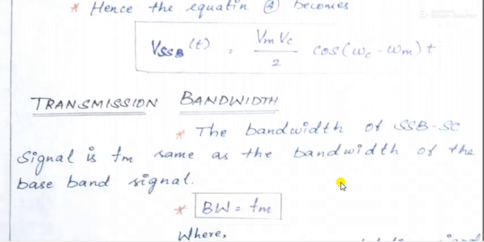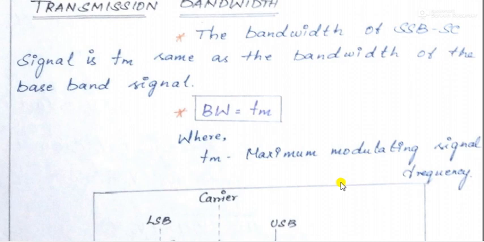Transmission bandwidth. The transmission bandwidth is the difference of the upper band and the lower band. Here one band is suppressed, so bandwidth is equal to Fm. Fm is equal to the maximum modulating signal frequency.